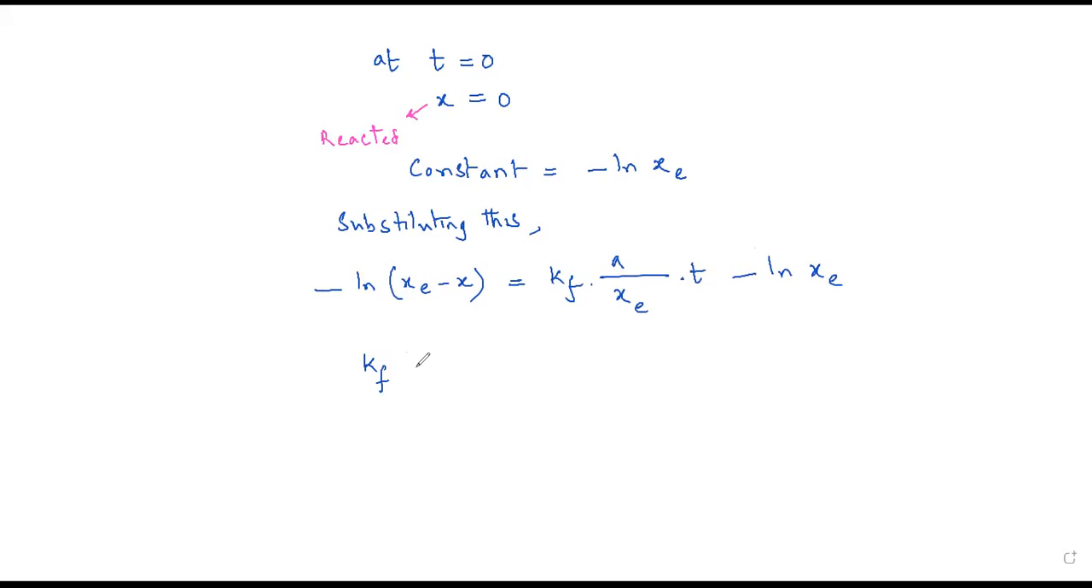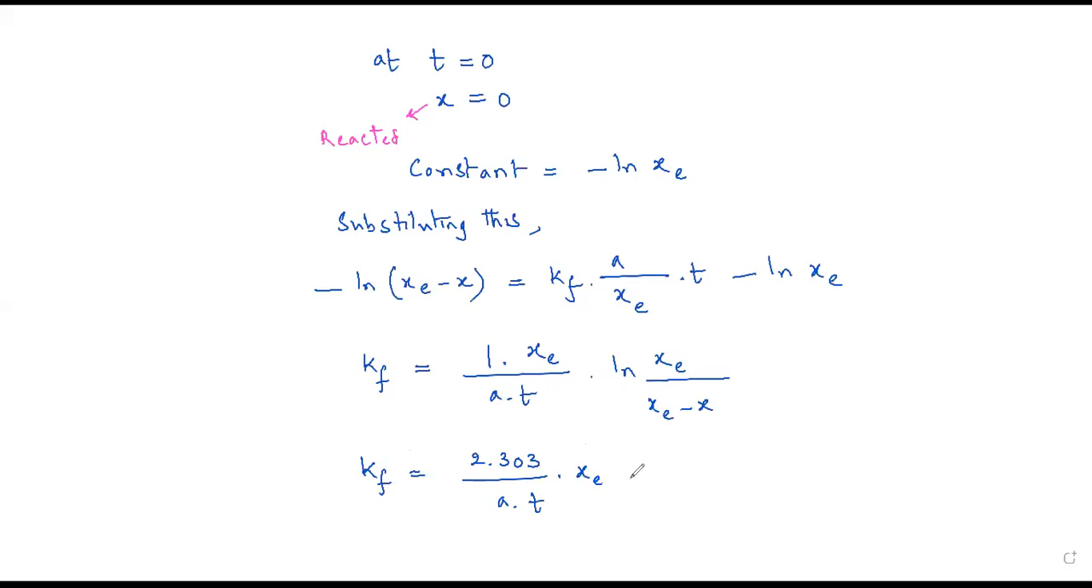Now writing the expression for kf. Kf can be written as, take this 1 by a into t, and of course this xe into log, this will become positive. So xe by (xe minus x), right? Now converting this into base 10, that will become 2.303 by a into t into xe into log xe by (xe minus x). Okay, so this is about the reversible reaction.